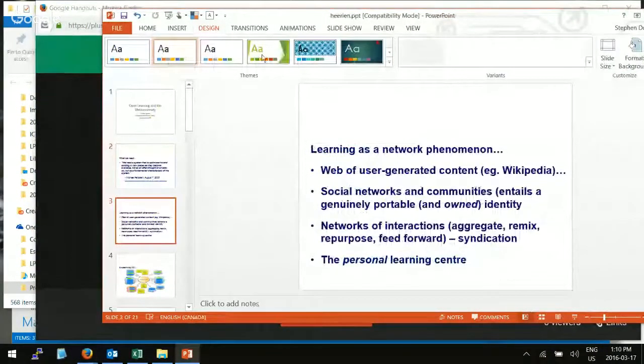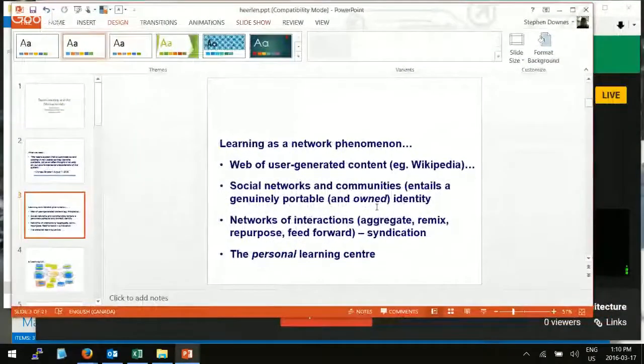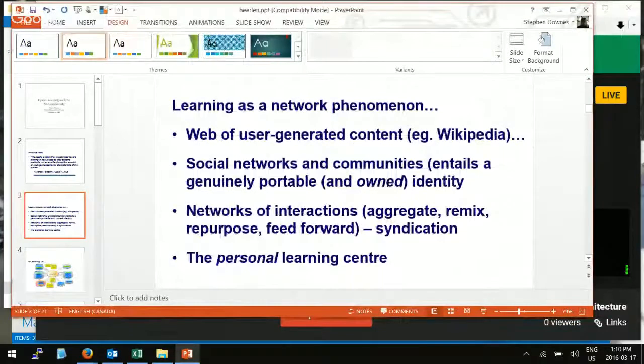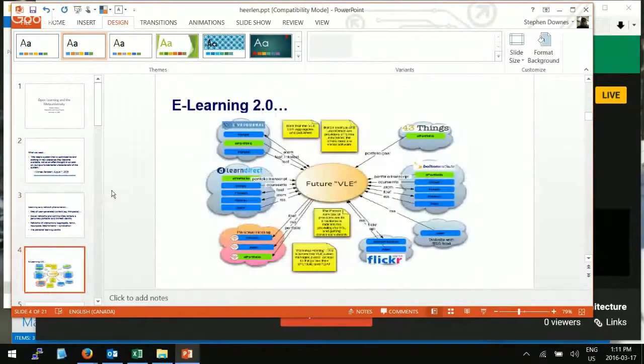Learning on this picture is a network phenomenon. It's a phenomenon that includes user-generated content, for example, Wikipedia. It's a phenomenon that includes social networks and communities, entails a genuinely portable and owned identity, networks of interactions, and a personal learning center. It was probably most prototypically diagrammed by Scott Wilson. This is back in 2005 or so.